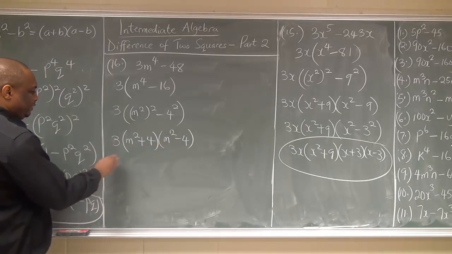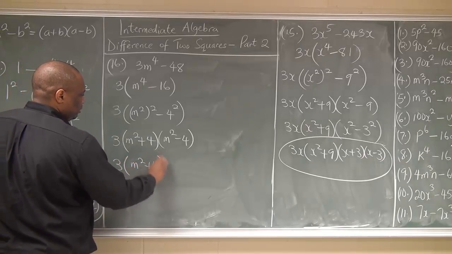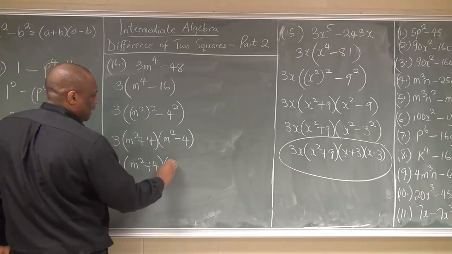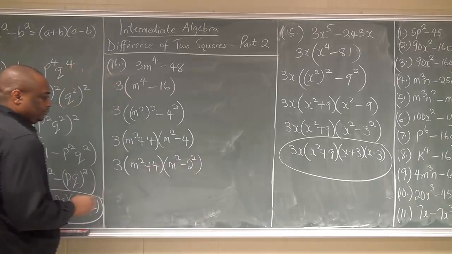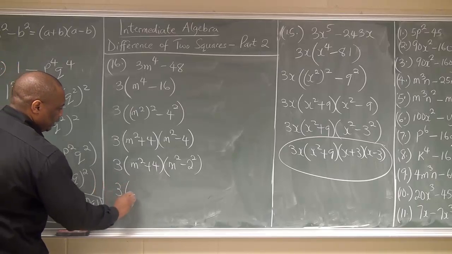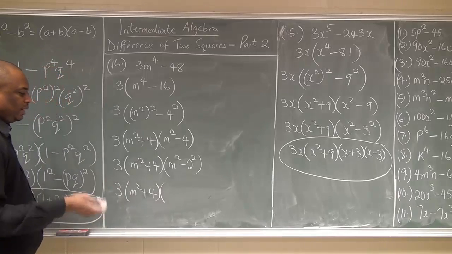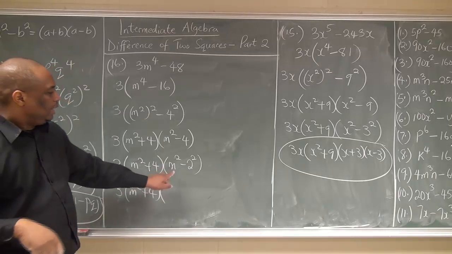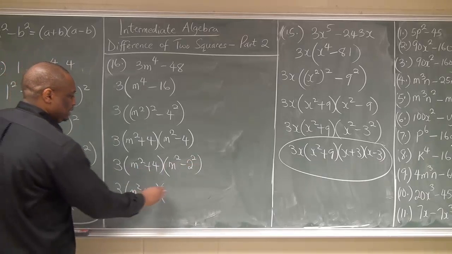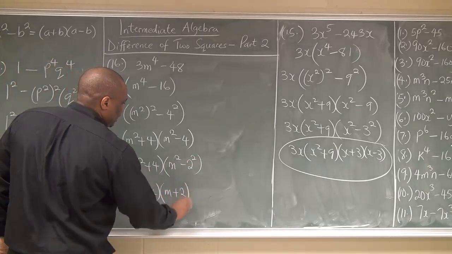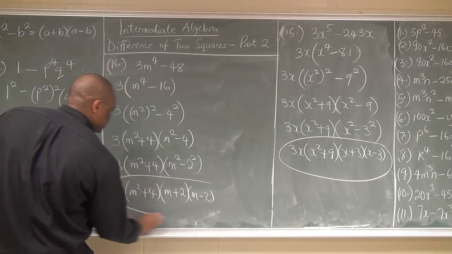So we simplify further. 3 times m squared plus 4 times m squared minus 2 squared. So this will be 3 times m squared plus 4 times, here your a is m and your b is 2. So this is m plus 2 times m minus 2. And this becomes your answer.